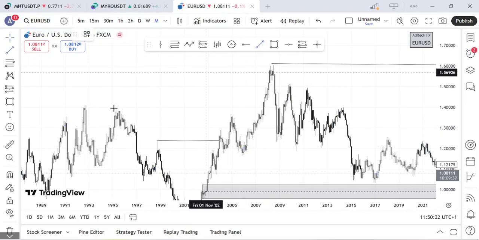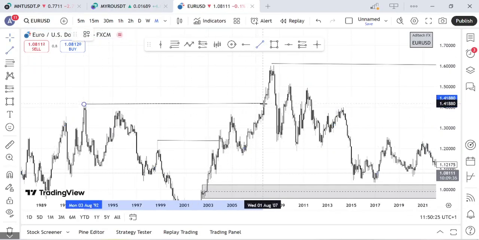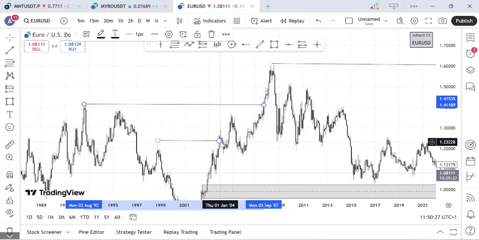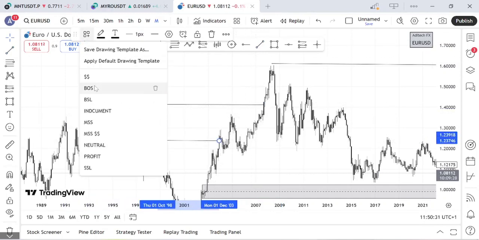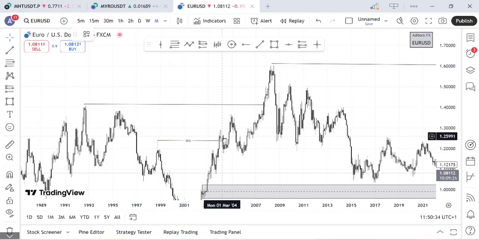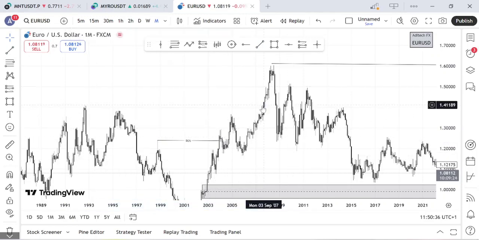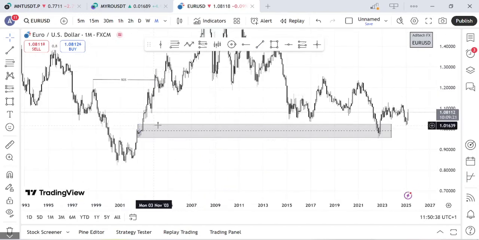This can also be your break of structure. This is an internal break of structure. This is an external break of structure. So let me mark it out. So this is a break of structure. I just like using this. So let me delete this one. So we have a break of structure and we have an order block right here.